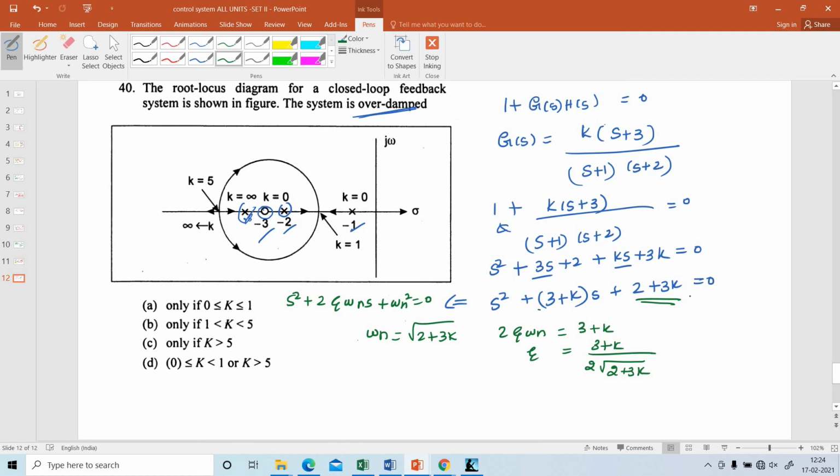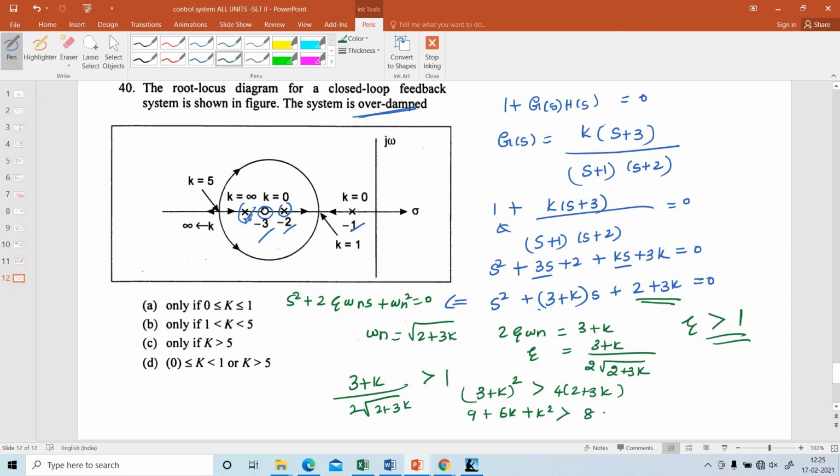But what is the condition? The system is overdamped and stable, so zeta is greater than 1. So (3 plus K) divided by 2 square root of (2 plus 3K) is greater than 1. Taking square on both sides of the equation, (3 plus K) the whole square is greater than 4 into (2 plus 3K). So 9 plus 6K plus K square is greater than 8 plus 12K. So K square, you have to write it first, plus 6K minus 12K, that is minus 6K, plus 9 minus 8, plus 1 equal to 0. So K square minus 6K plus 1 equal to 0.